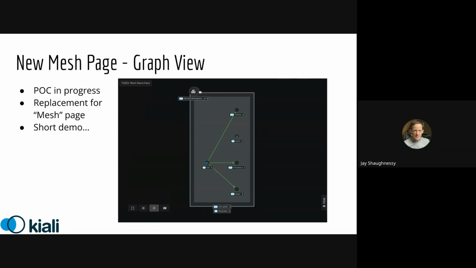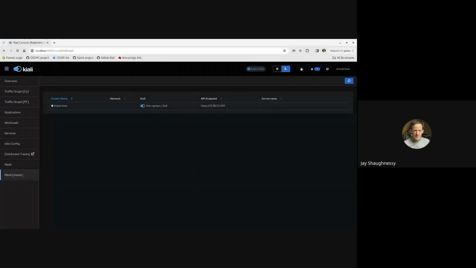Yeah, I'll just jump right into a short demo. So let me choose a window to share. Yeah, so this is the current mesh page that Nick just mentioned, right? And unfortunately, this looks a little more interesting in multi-cluster. I only have a single cluster right now, but you've basically got a list view that's just telling you the clusters that Kiali is kind of aware of, and a little bit of information about each.